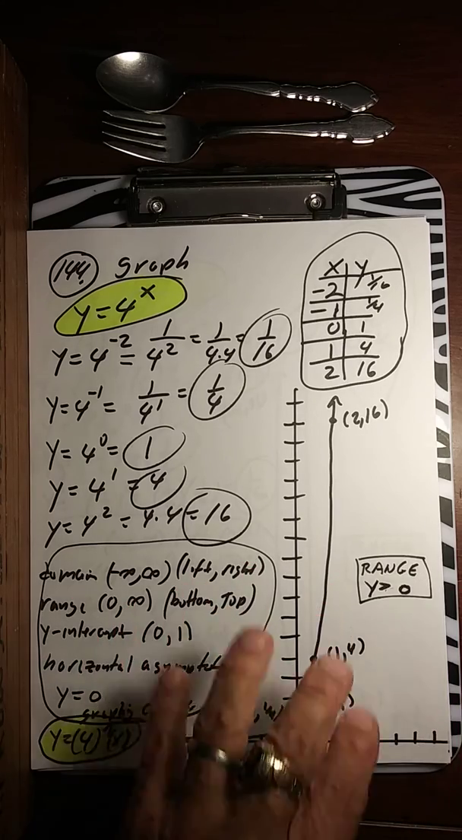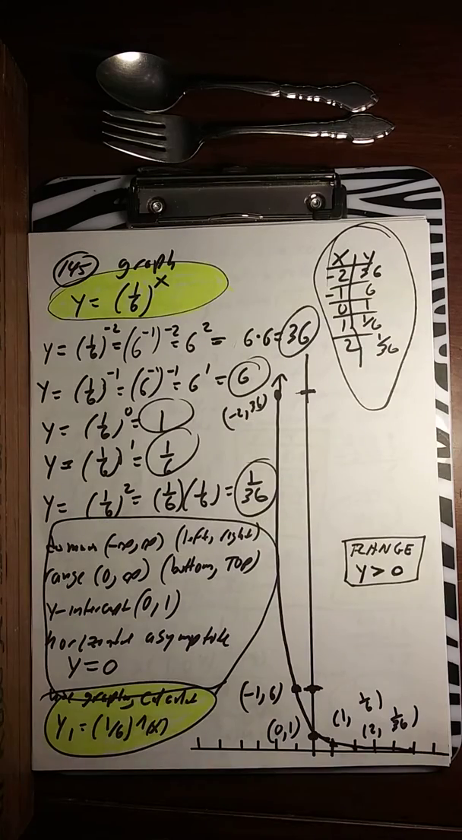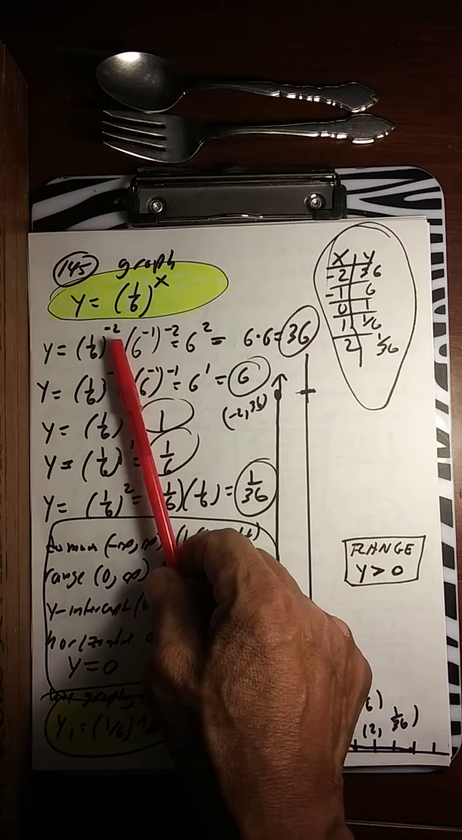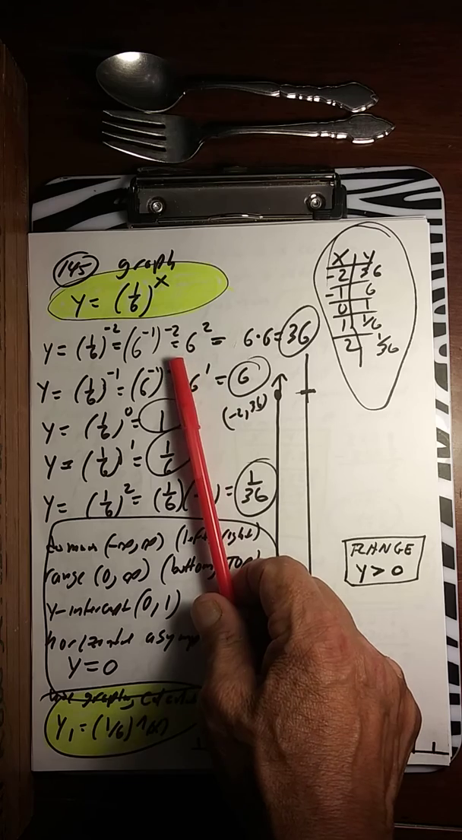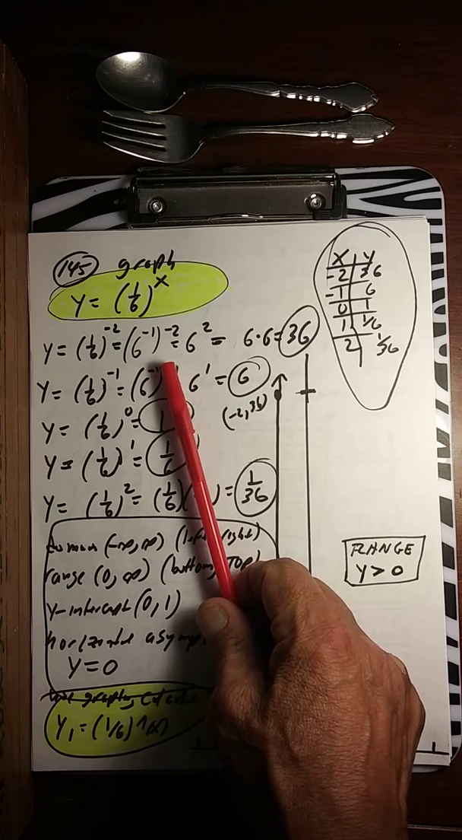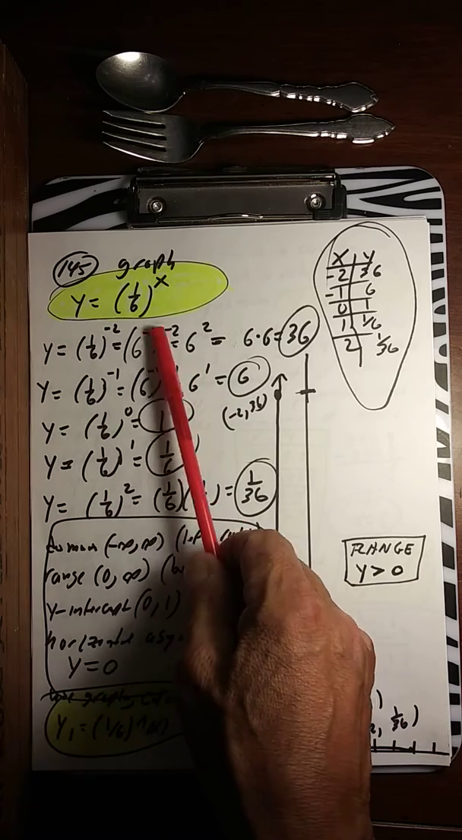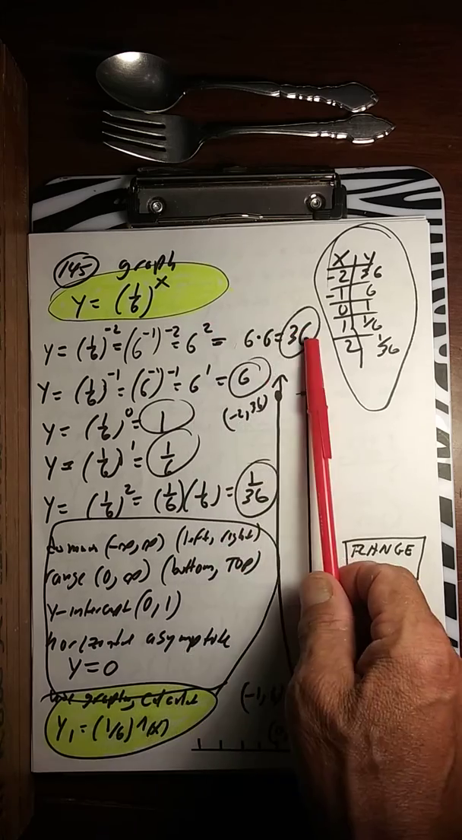Domain, it's all real numbers. Put a number in, -2. Bring it to the top. That's going to be positive 2, 6 and 6, 36, we're done.